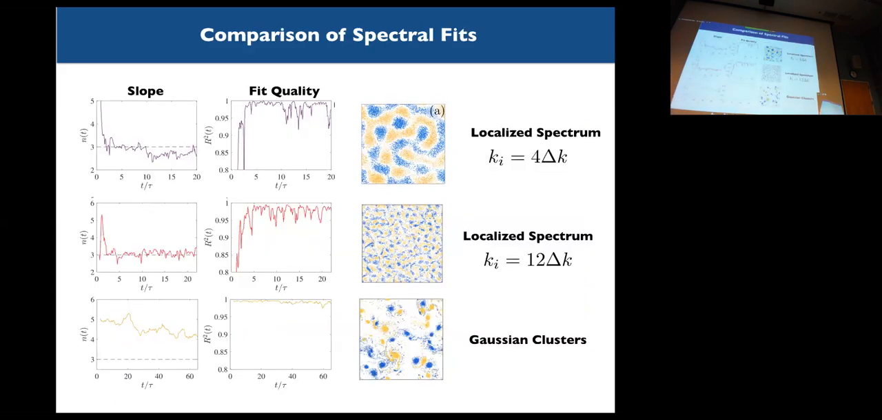So this is just to compare what you get in the kinetic energy spectrum, looking at the linear fit to the spectral slope in log-log space, and looking at the fit quality. You can see that the first case I showed you has good agreement with the -3 for the first half, and then it collapses after that. The second one, where we had a lower initial energy, agrees for the entire duration. And for this really high energy case with the Gaussian clusters, even though you get a really good linear fit over the whole range, it varies somewhere between -5 and -4.